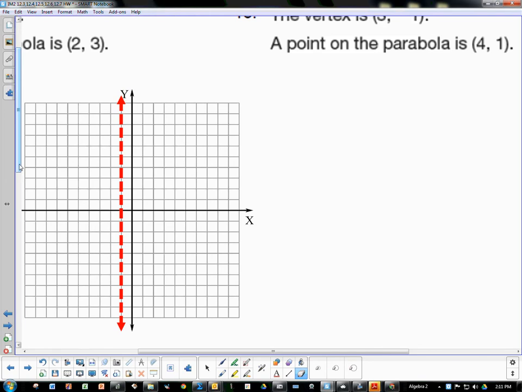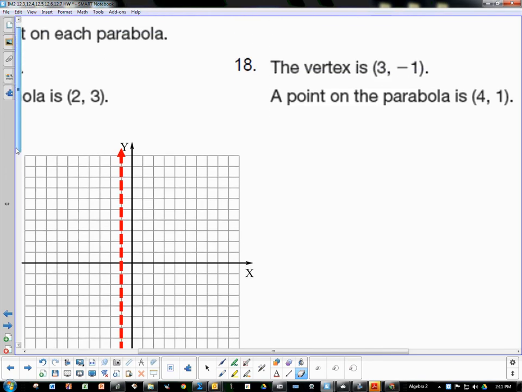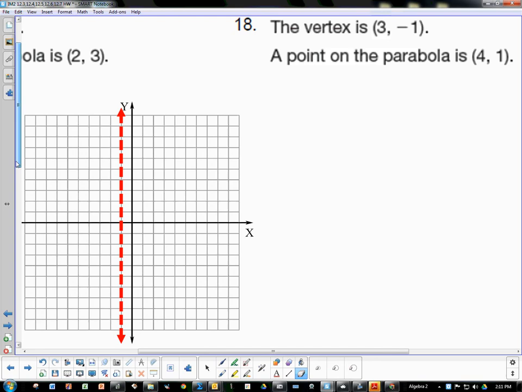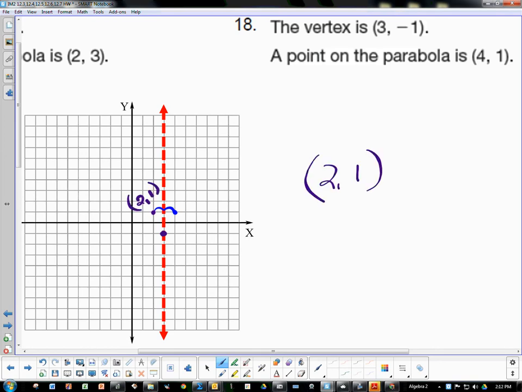All right, our next problem indicates that we are going to be seeking another point, but the vertex is 3 comma -1. All right, so 3 comma -1. There's my vertex. Let's move this axis of symmetry over, and they've given me a point 4 comma 1. Here's 4 up 1. So all I have to do is go 1 in the opposite direction, and this point happens to be 2 comma 1. All right, so 2 comma 1.